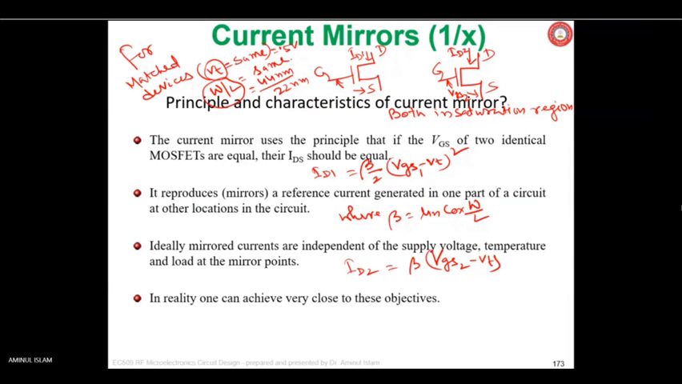So, if both the MOSFETs are the same in the sense of being matched, VT the same, W by L ratio the same, and VGS the same, will ID1 be equal to ID2 or not? Yes, sir, it will be the same. So that is the principle used here. The current mirror uses the principle that if the VGS of two identical, matched MOSFETs are equal, their IDS should be equal. This is the principle used, and further we'll discuss it in the next class.